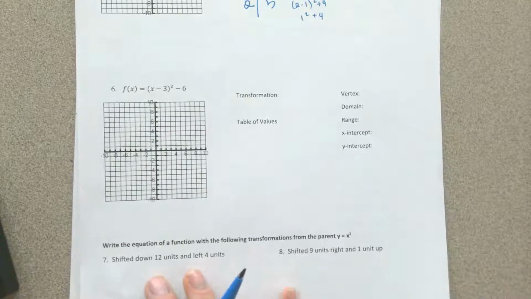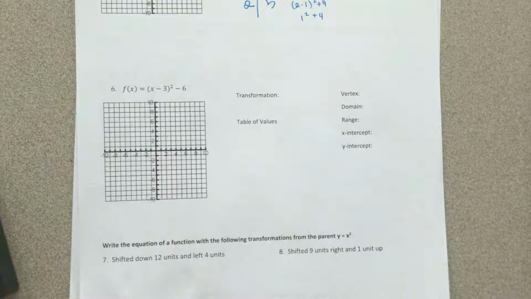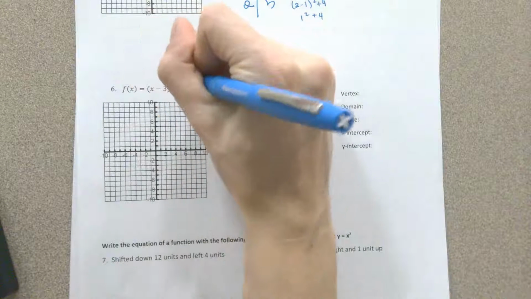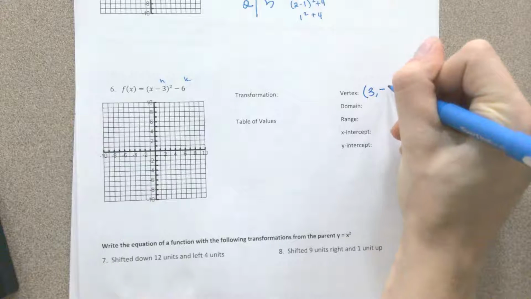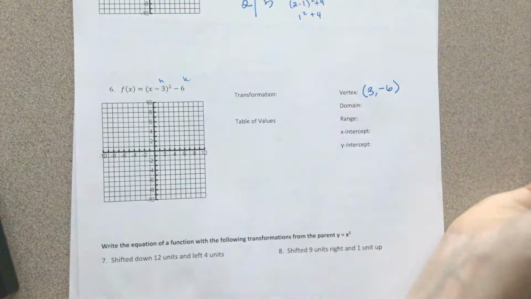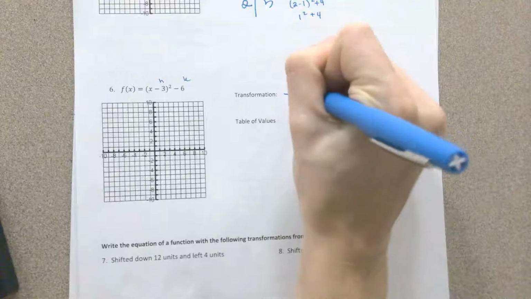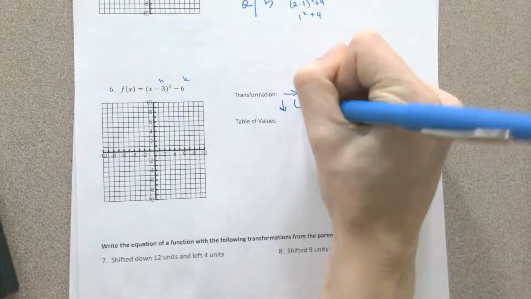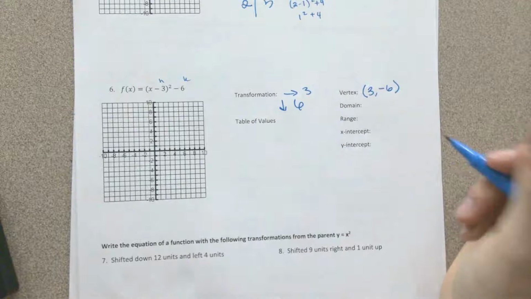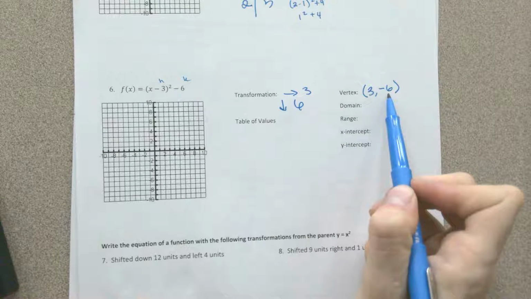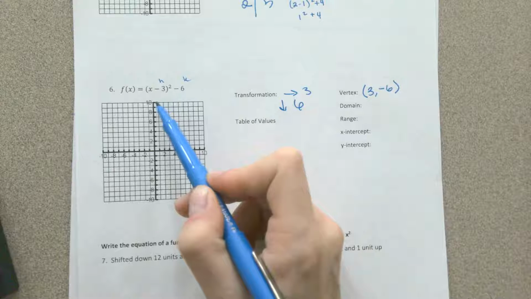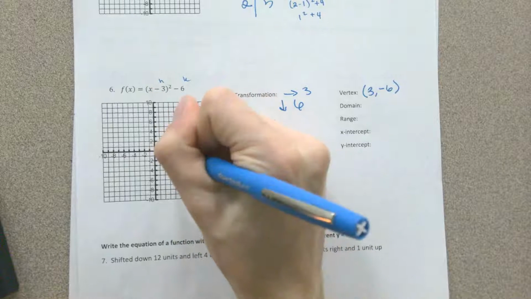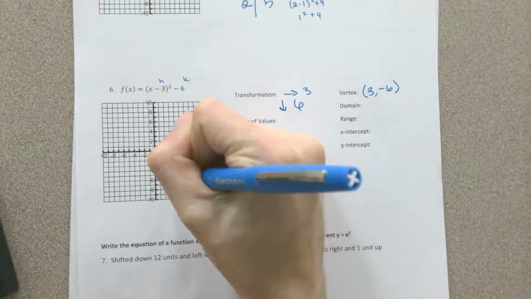Okay, and then we have this example here. So real quick, we have our h, we have our k. Our vertex is going to be the opposite of h, k. Our transformation is going to be right 3 and down 6. Okay, so we do the same as this, the opposite of this right here. So we know our vertex is at 3, 6.